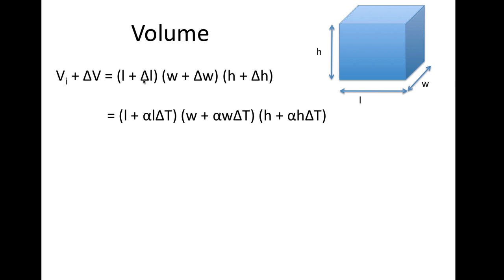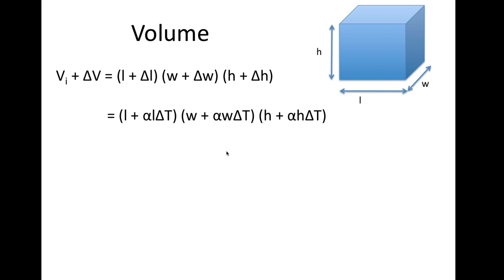Okay, so the change in length is given by alpha times the initial length times the change in temperature. Same thing for the change in width, but with a W, and same thing for the H, but with an H instead of the L. Now, we can pull L out as a common factor here, W out as a common factor here, and H out as a common factor here. So we'll have L, W, H. And then when we pull those out, we've got 1 plus alpha delta T left for each of these cases.